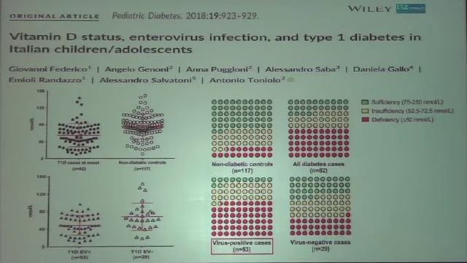We know that enterovirus is a well-established environmental infection triggering factor for type 1 development in patients with high genetic risk for this disease, and maybe this study may suggest that patients with vitamin D deficiency are more prone to the infection and therefore to the development of type 1 if they are at increased genetic risk of type 1.